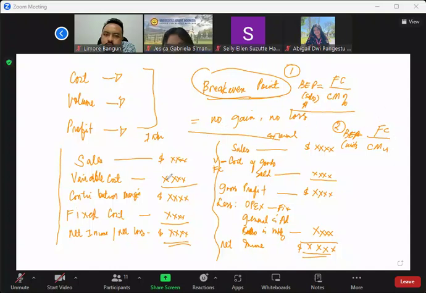How do you solve that one? So you have to go in here. So fixed cost, you have to divide by CM percentage. And how do you solve for CM percentage? You have to have the contribution margin over sales. So that's how you compute the contribution margin. Let's take a look at some examples in your book.